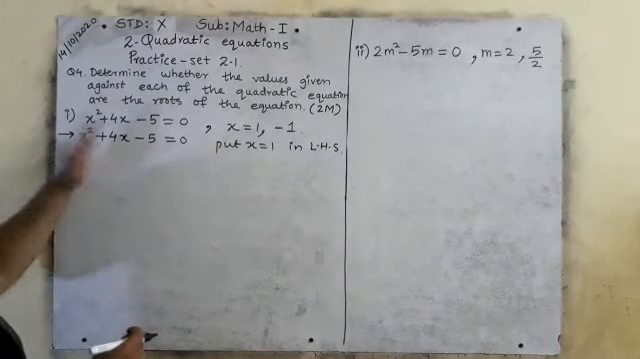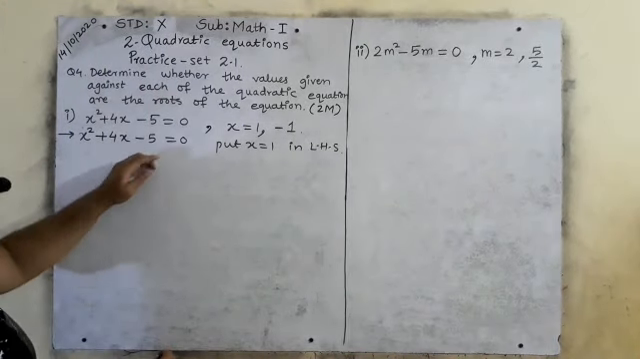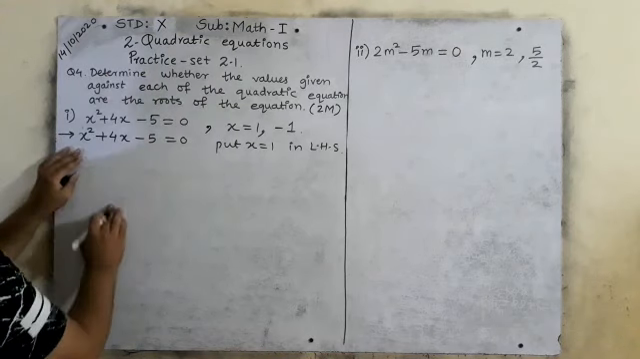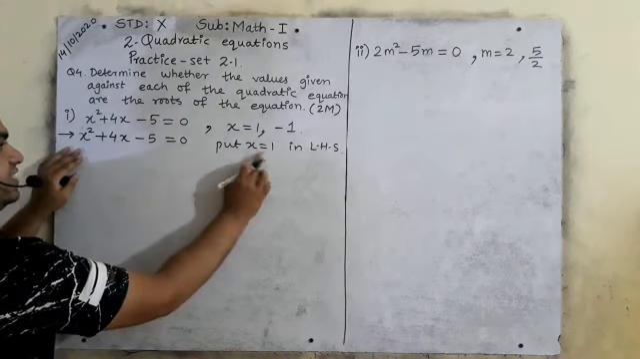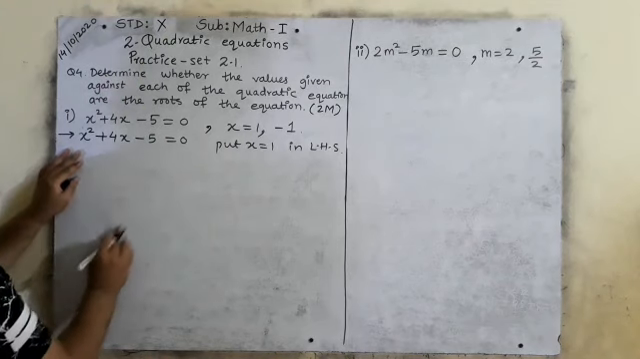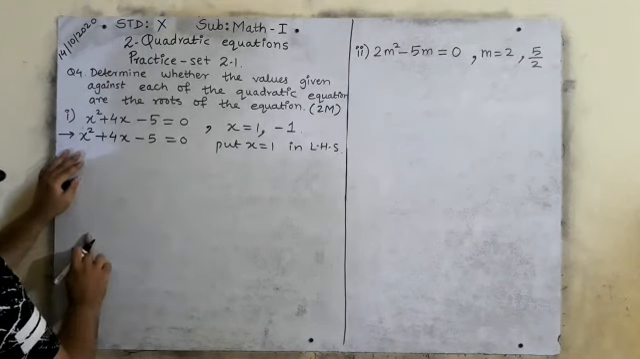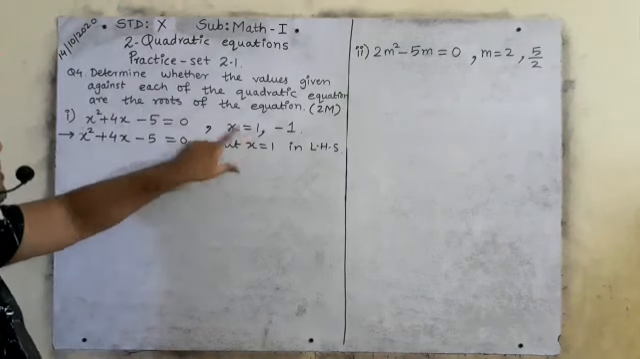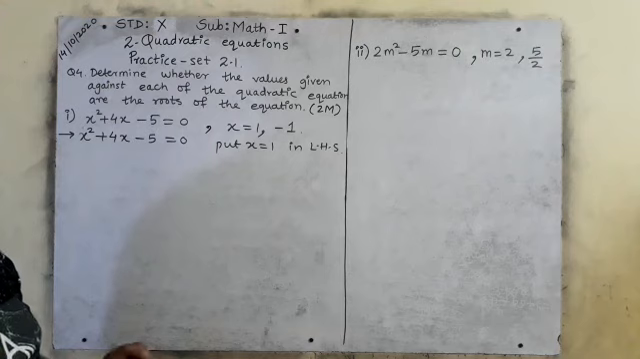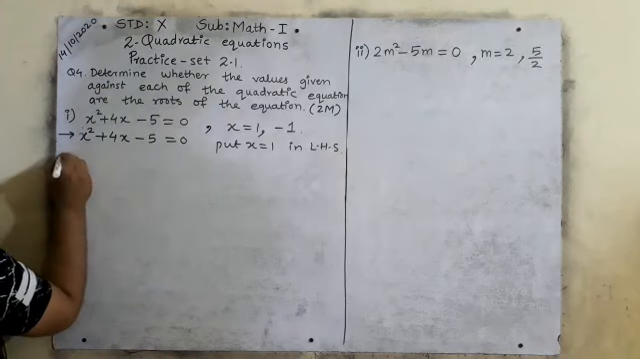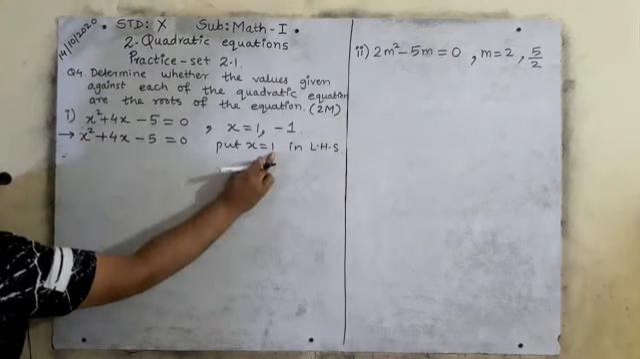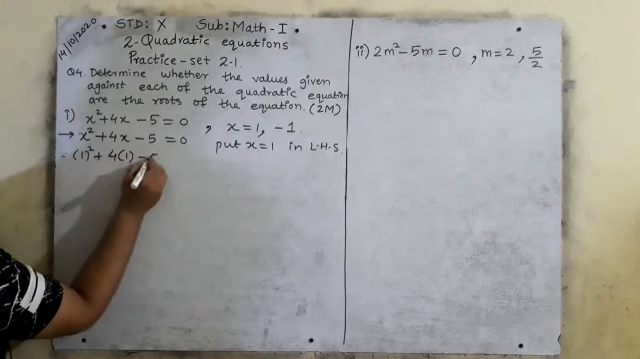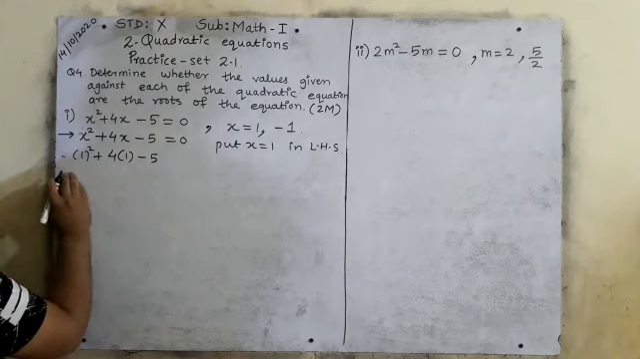What is your LHS? This x square plus 4x minus 5 is your LHS, and 0 is your RHS. So after substituting x is equal to 1, your answer should be equal to 0, meaning LHS should be equal to RHS. Then only x is equal to 1 is the root of the given equation. See how to solve. Wherever x is there I will put 1. 1 square plus 4 ones are 4 minus 5. So this is your LHS.